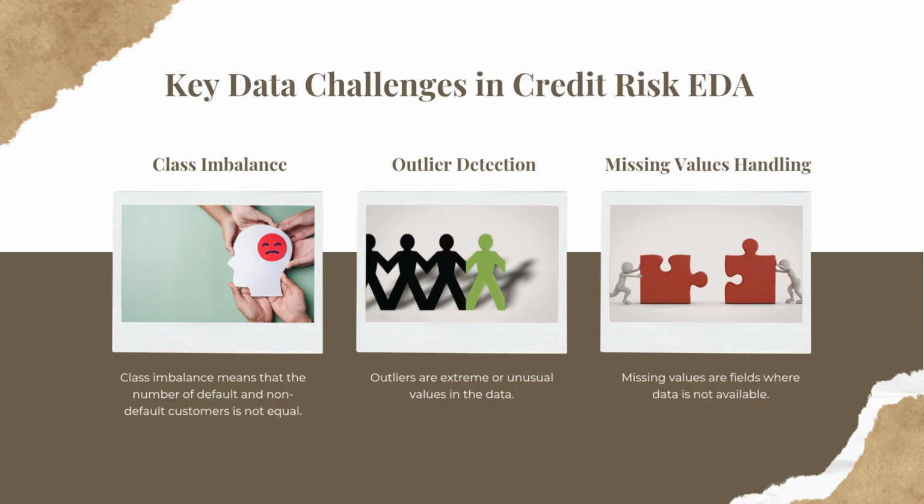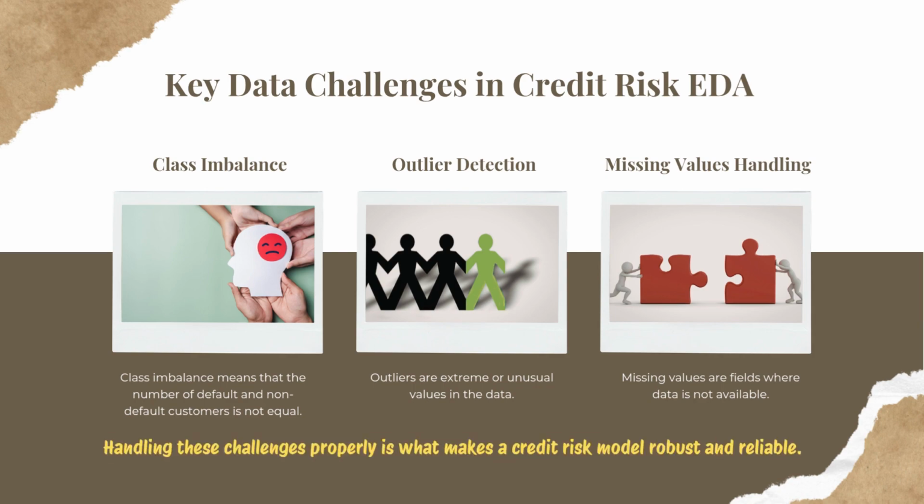So, these three issues, imbalance, outliers, and missing values, directly affect the model accuracy and business impact. Many candidates identify these issues but don't explain their impact on modeling. Always connect to the business impact, and handling these challenges properly is what makes a credit risk model more robust and reliable. After understanding the data and handling the challenges, the next step is to focus on what really matters.